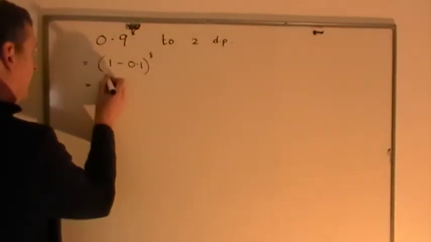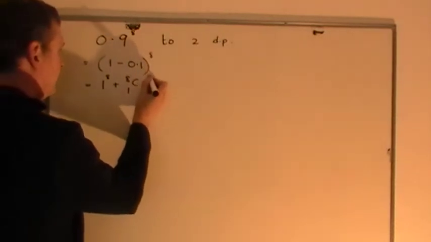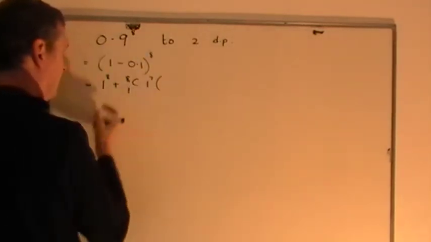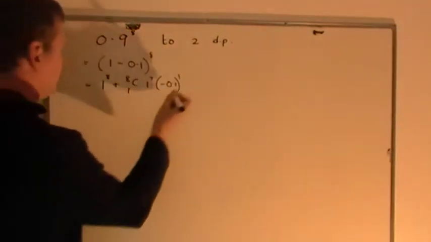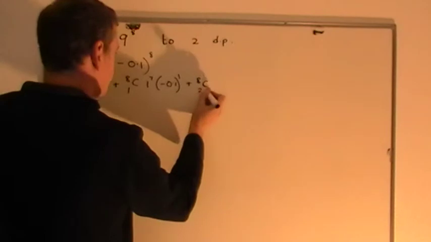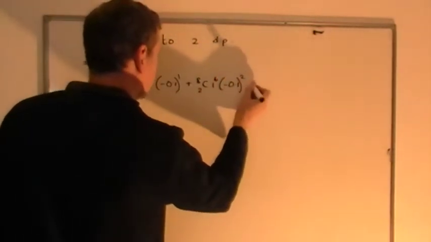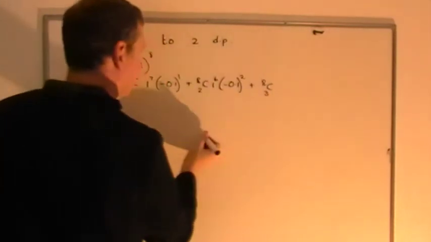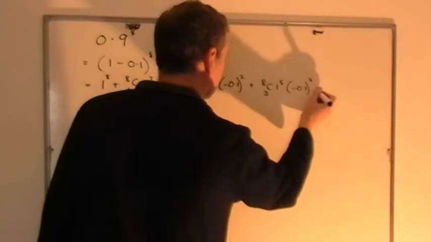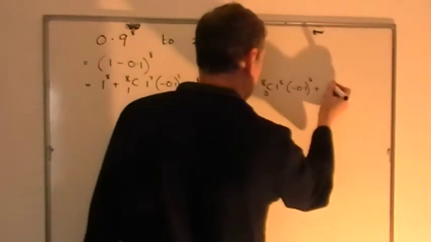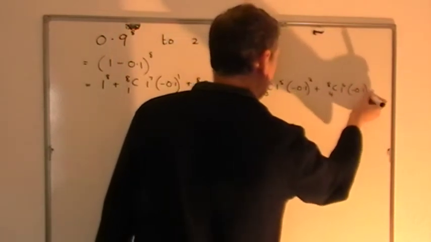So first term, 1 to the power 8, plus 8 choose 1, 1 to the power 7 times, now be careful, it's minus 0.1, so you have to put minus 0.1 to the 1, plus 8 choose 2, 1 to the 6, minus 0.1 squared, plus 8 choose 3, 1 to the 5, minus 0.1 cubed, plus, if you're not sure, keep going, 8 choose 4, 1 to the 4, minus 0.1 to the 4.